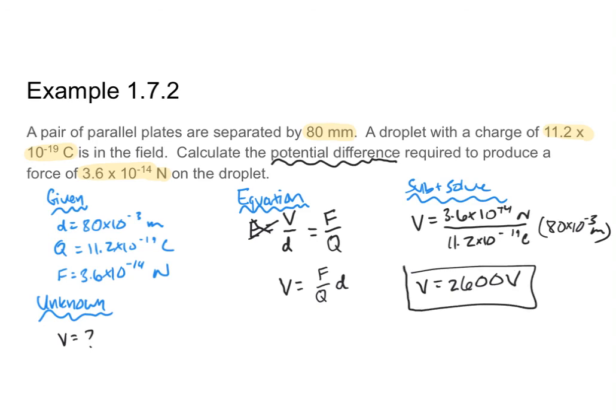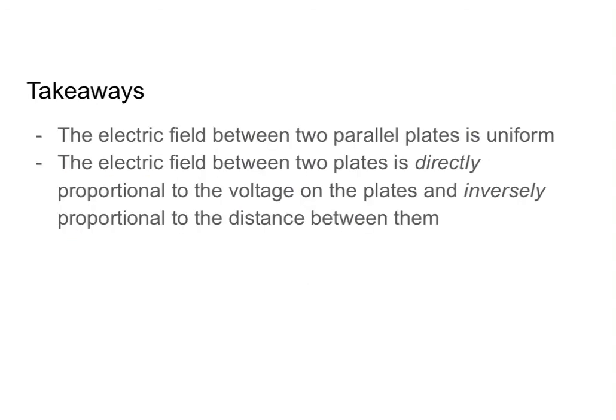You have learned how to use the relationship between voltage, electric field, plate separation, force, and charge to figure out different variables in our equations. So takeaways. The electric field between two parallel plates is uniform. The electric field between two plates is directly proportional to the voltage on the plates and inversely proportional to the distance between the two plates.